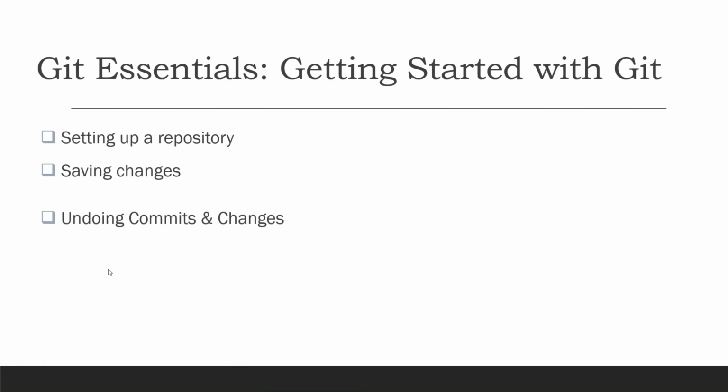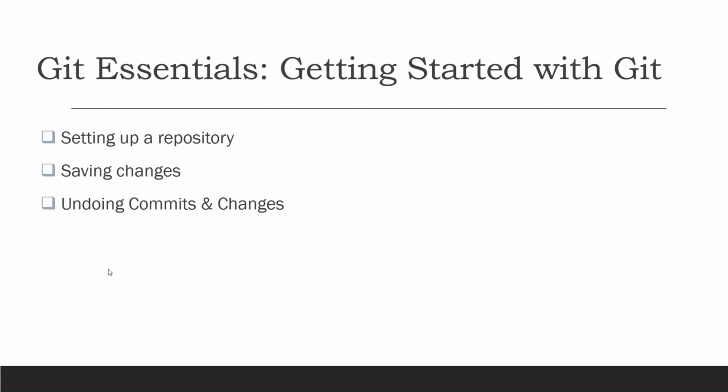From there, we'll take a look at some of the commands that are needed if there is a reason for you to undo any of your commits or any of your changes. We'll be looking at the git revert, the git remove, and some other git commands under this particular context.